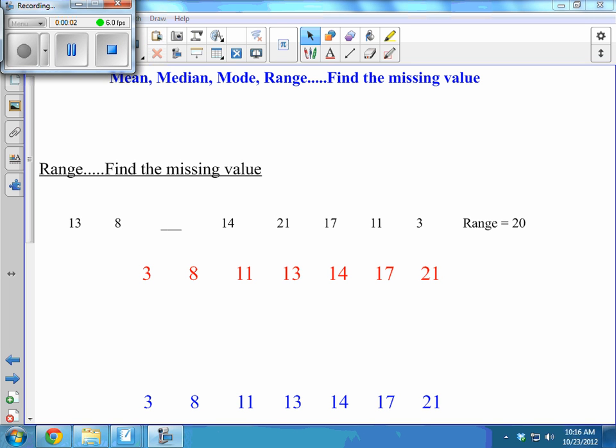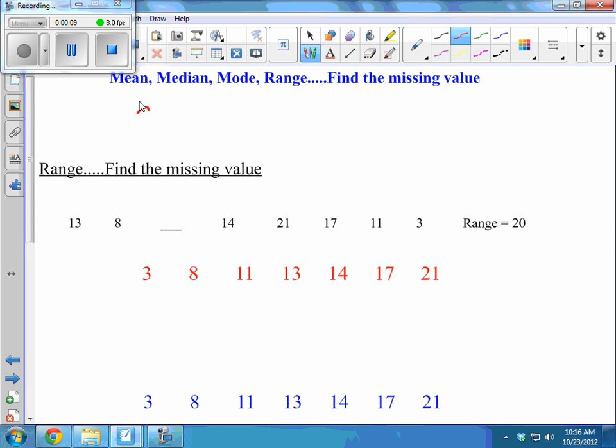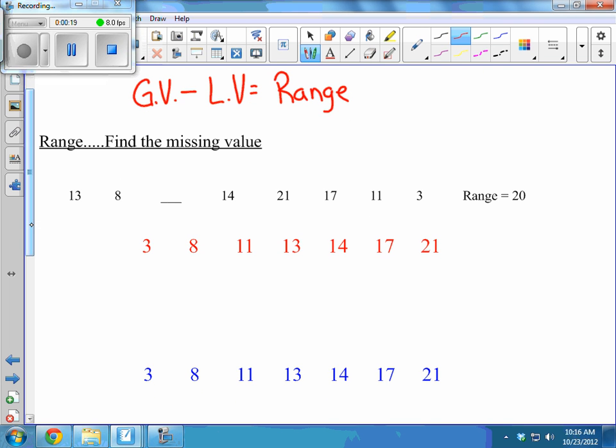All right, in this video segment, we are going to look at how do you find the missing value in range. So remember, range is if you take the greatest value and you subtract the lower value, that gives you your range. So I'm looking at my set of numbers here in black, and they are telling me that my range is 20. So I've got a couple places of where my unknown, this x, could be.